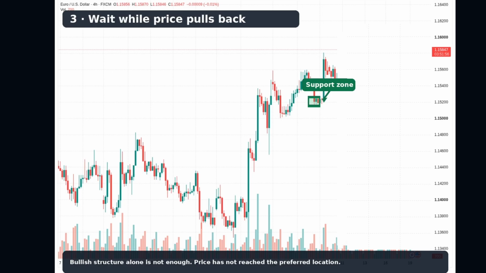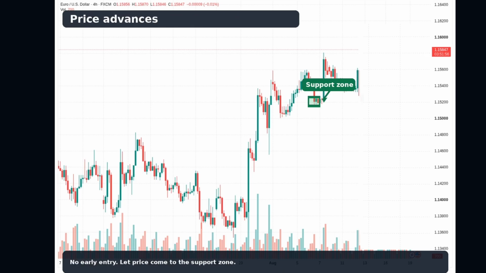Price begins to pull back. At this stage, some traders may enter too early because they are afraid of missing the next upward move. But we have only one concept supporting the entry: bullish structure. Price has not yet reached our preferred location.